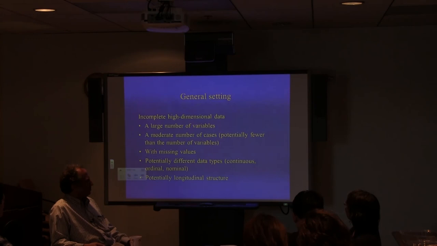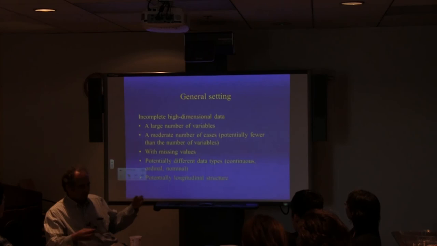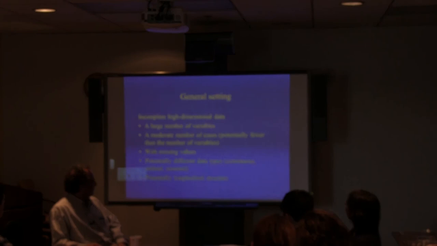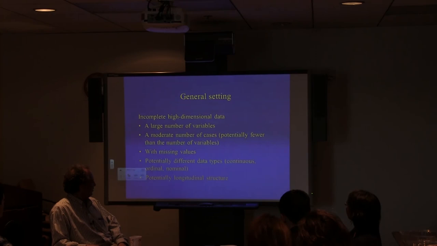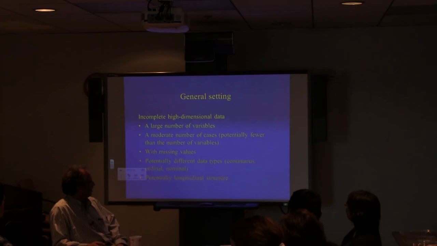Potentially different data types. You know from introductory statistics classes that there are different bodies of methods for handling continuous variables, binary variables, ordinal, categorical, or nominal categorical variables. Race, ethnicity would be a classic nominal variable. A lot of Likert-scaled questionnaire items or severity items or a lot of quality of life questions, a lot of mental health questions might be on an ordinal scale. And then you could also have longitudinal structure, which adds to the complexity.